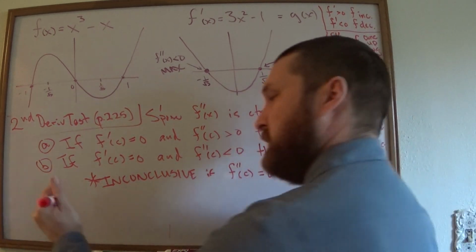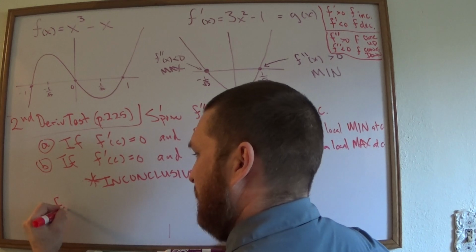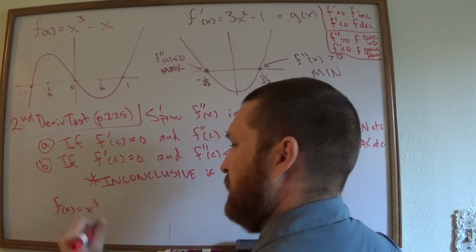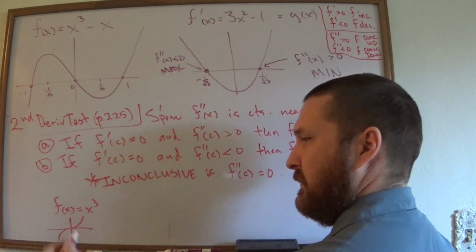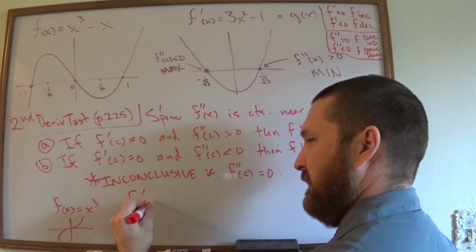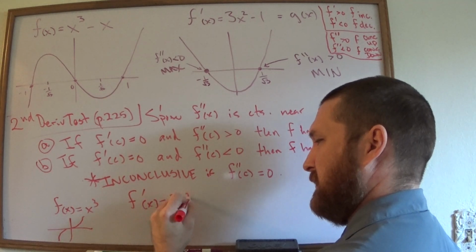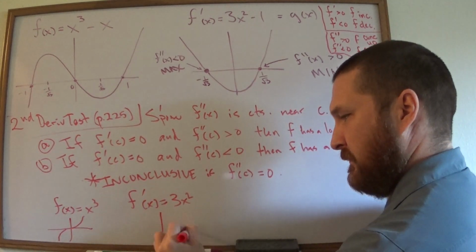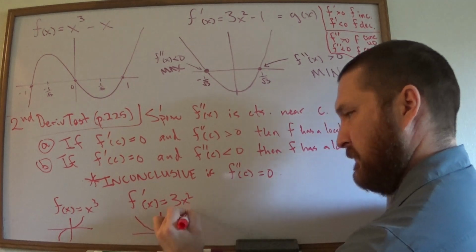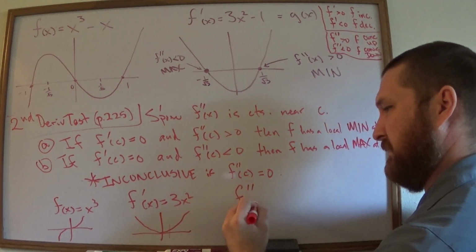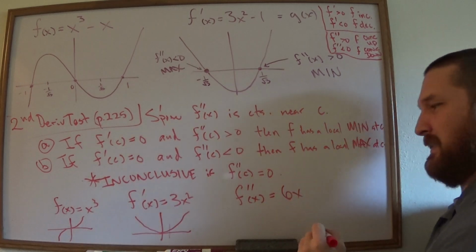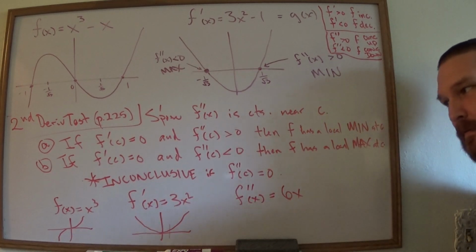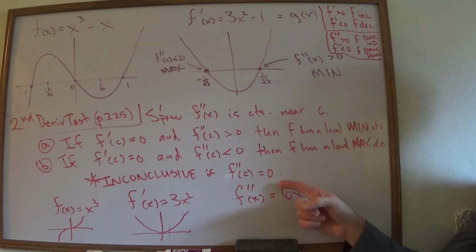So for instance, because it's not going to be 4 points, when we had f of x equal to x cubed, f prime of x was equal to 3x squared, and the second derivative is equal to 6x. And at 0, the second derivative is 0.